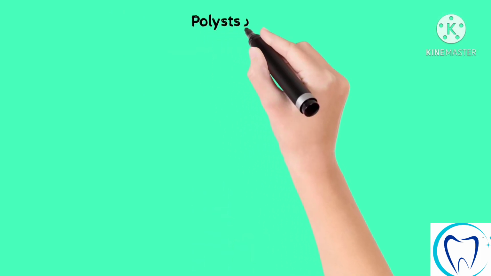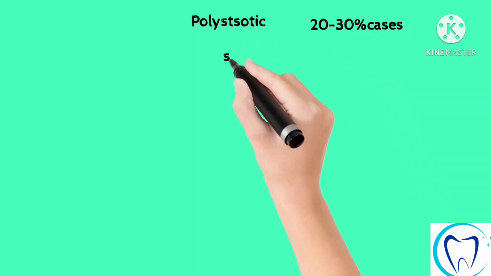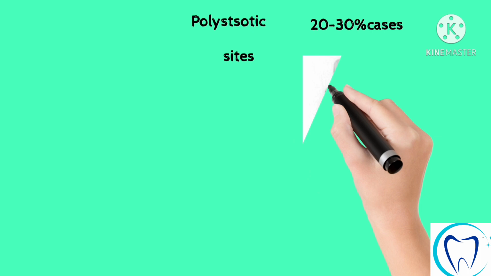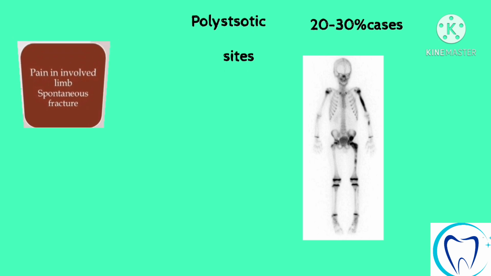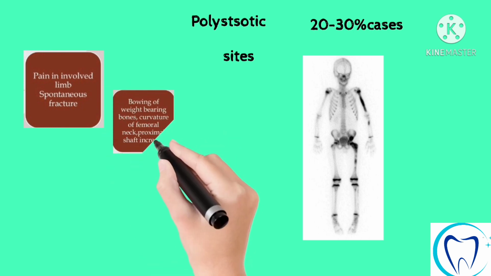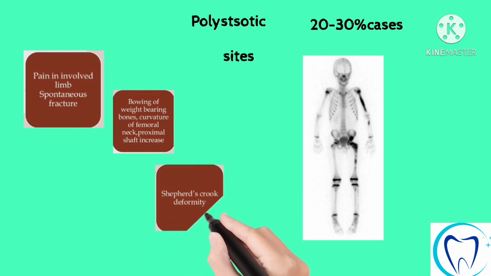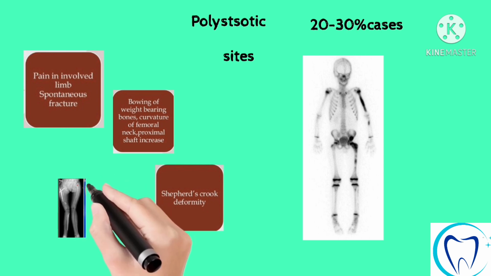Polystotic fibrous dysplasia usually affects 20 to 30% of cases. The sites involved are the same as in monostotic dysplasia, but there is involvement of more than 2 bones. There is gross swelling, pain, and spontaneous fractures of the bone. Bowing of weight-bearing bones is frequently observed, and it may lead to the typical appearance, that is the Shepherd's crook or hockey stick deformity.